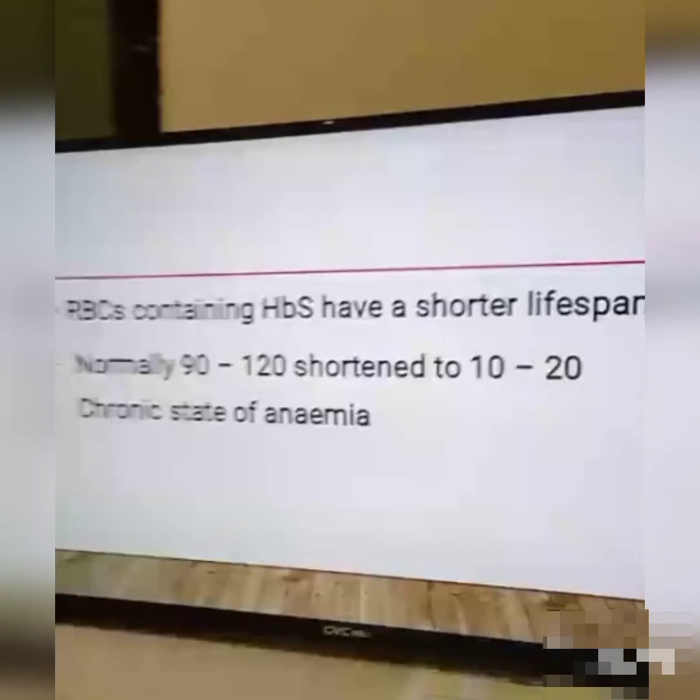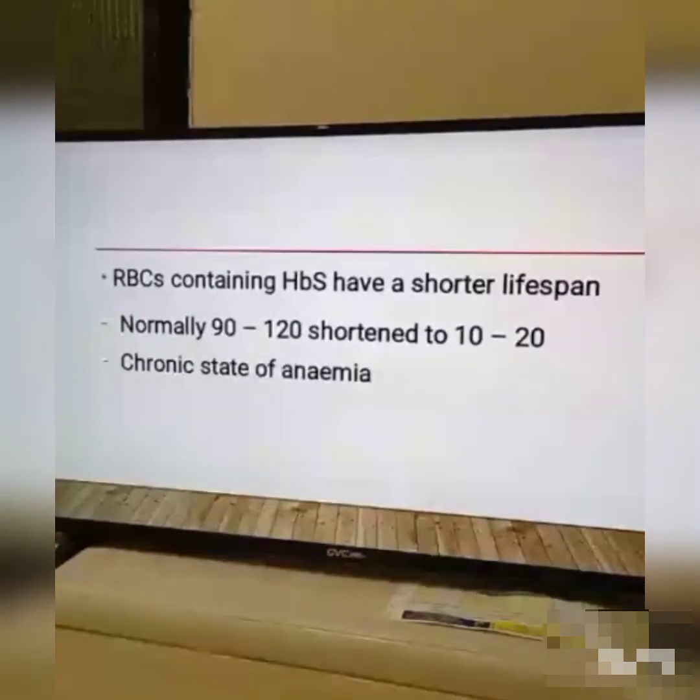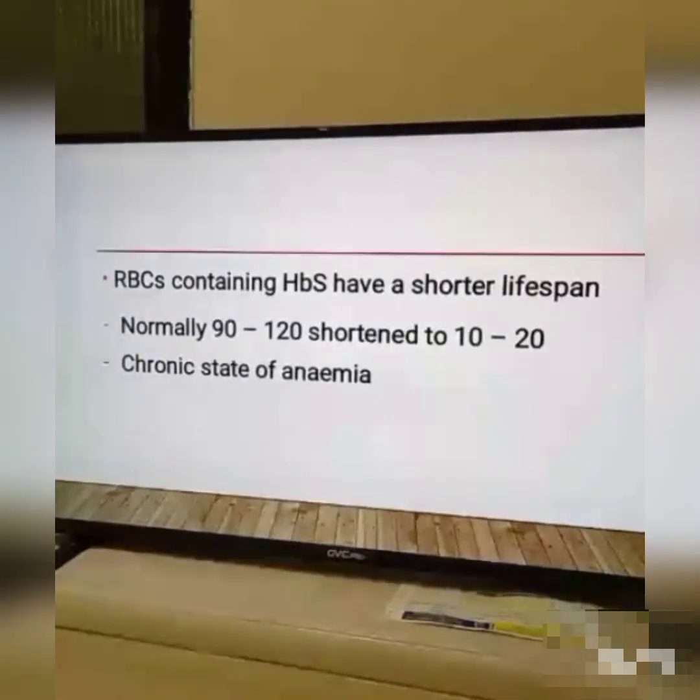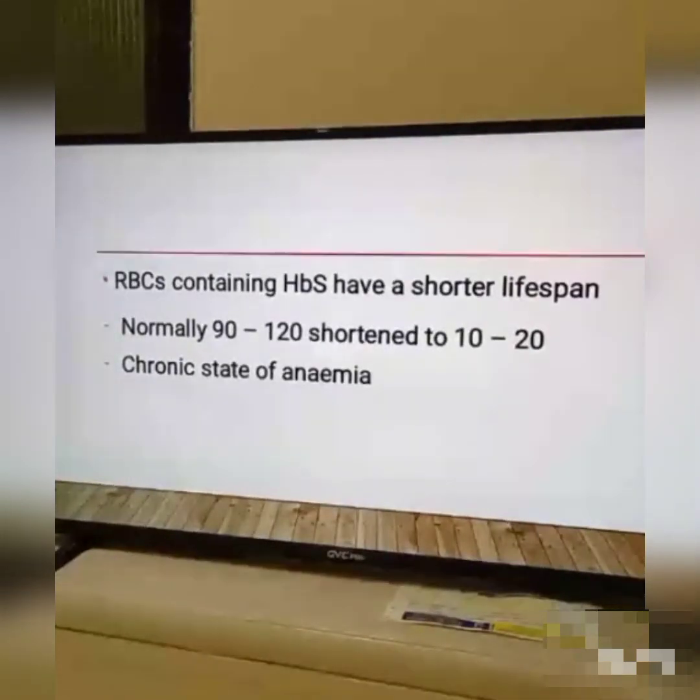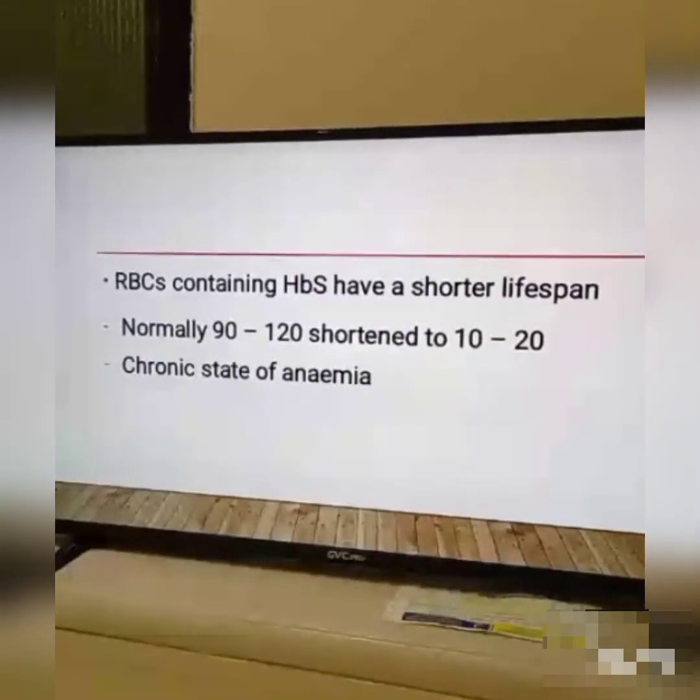Also, the red blood cells that have the sickle cell gene or sickle cell disease in them have a shorter lifespan. Every human being's red blood cells usually renew themselves every 90 to 120 days. So for about 3 to 4 months, your red blood cell is alive doing its function.